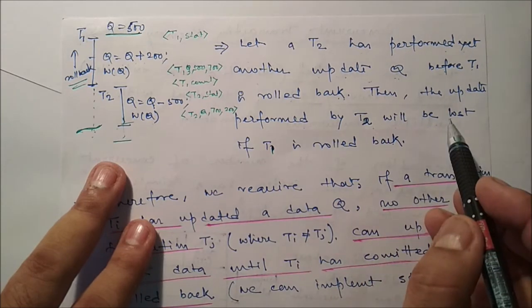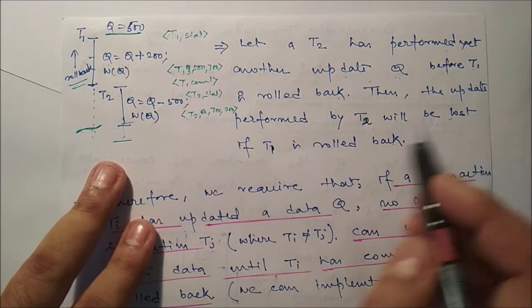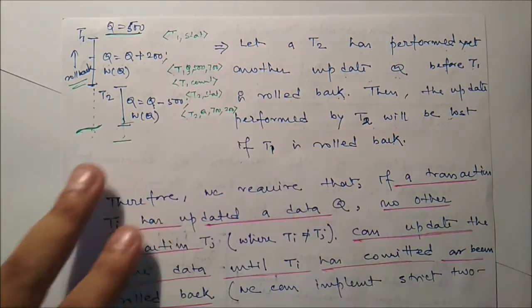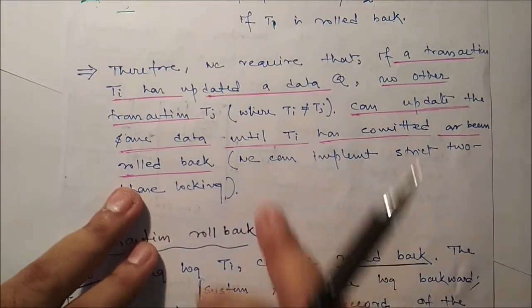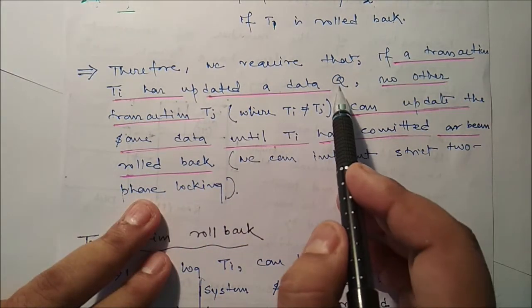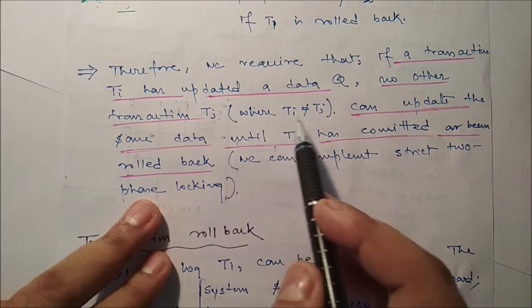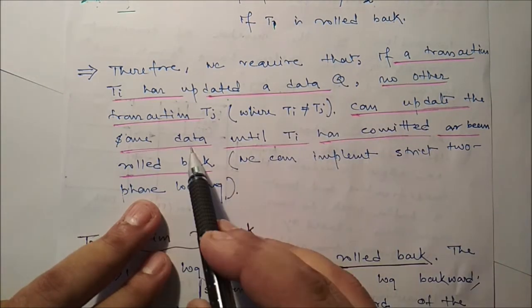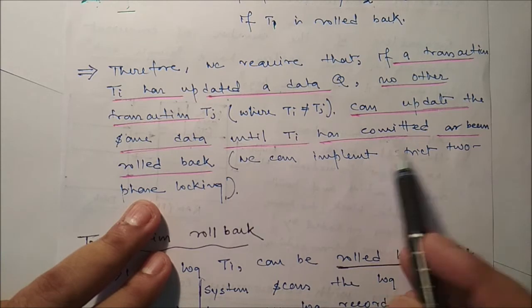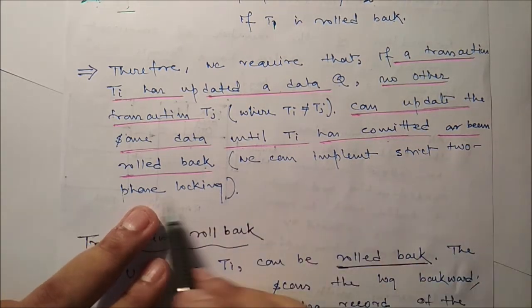So T2 will be lost. Are you getting this one? So this is a problem. Therefore, we require that if a transaction Ti has updated a data item Q, no other transaction Tj, where Ti is not equal to Tj, can update the same data until Ti has committed or been rolled back. That means that we can implement strict two-phase locking.